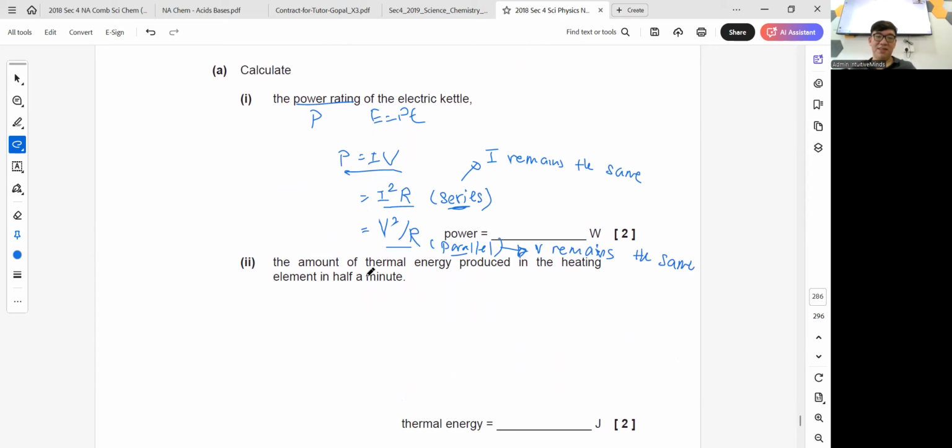This one, thermal energy is energy, so you'll be using P t. All right, later you'll do the questions.